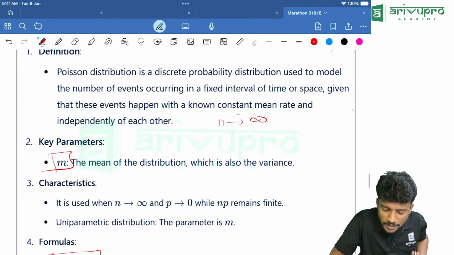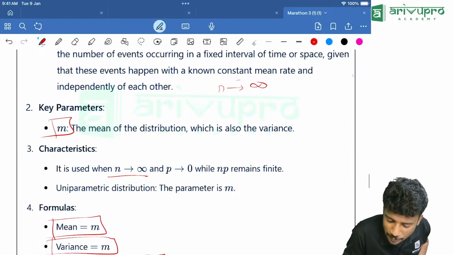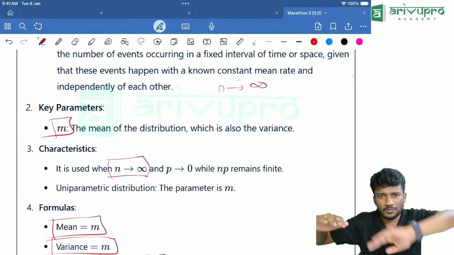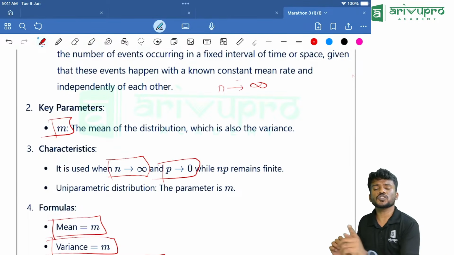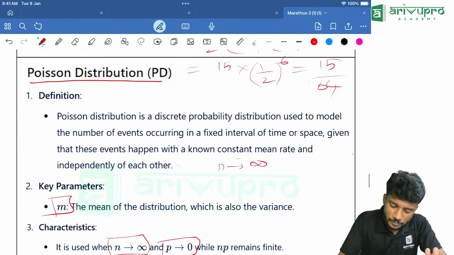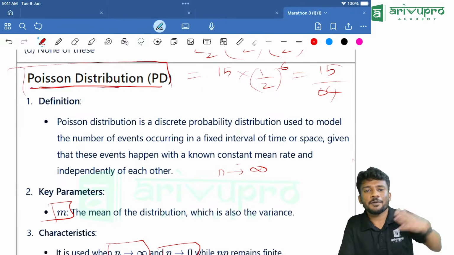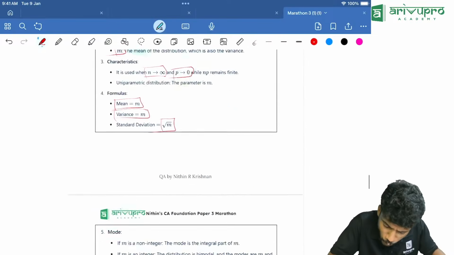Now, what is this Poisson distribution? Whenever the n value approaches infinity, that means a huge n value, anything more than 50 usually, and when the p value approaches 0, we will take the Poisson distribution. That means the trials are very high, but the success in a single trial is very low. That is the meaning.